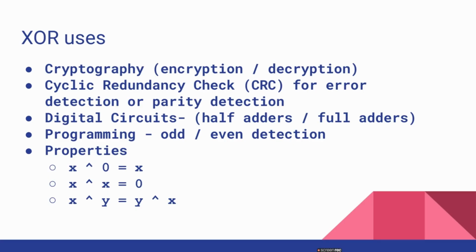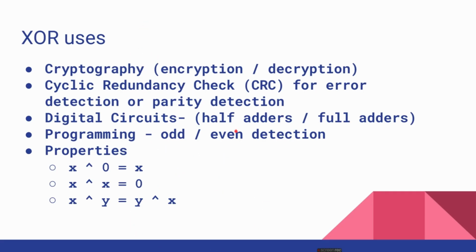You perform this CRC check to ensure that all the bits have been transmitted correctly, that there were no bit flips throughout the transmission. XORs are used a lot in digital circuits for creating half adders and full adders, which are a combination of logic gates put together to perform a lot of arithmetic operations. In terms of programming, you can use XORs to do a lot of neat little tricks. One of them is odd/even detection, determining if a number is odd or even depending on the number of bits in its binary representation.